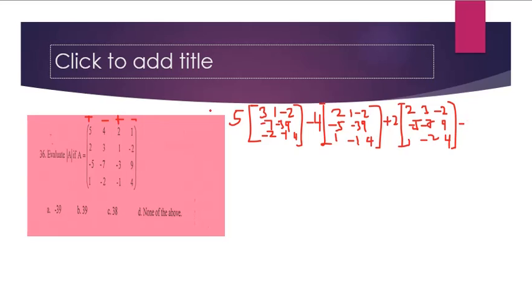Okay, and then we have what? Minus 1. Okay, open the same brackets. So we have what? 2, 3, 1. Okay, 2, 3, 1, minus 5, minus 7, minus 3. Okay, and then we have what? This minus, keep that in mind. And then we have 1 minus 2, and then what? Minus 1 from here.